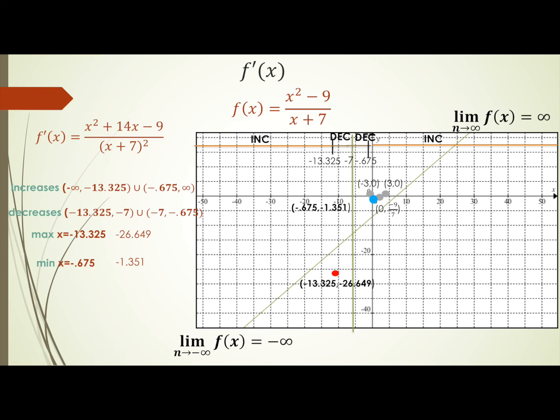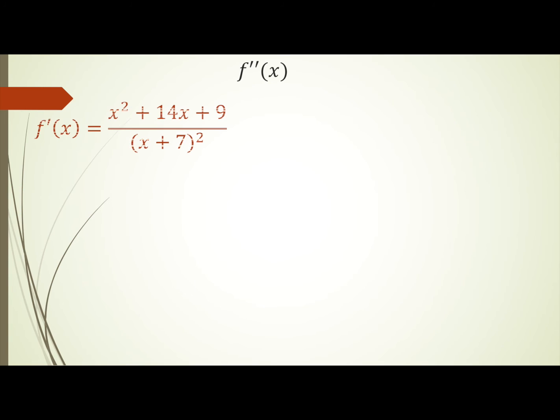Let's go on to our second derivative. Here's the first derivative again. We have to do quotient rule. Derivative of the top is 2x plus 14 times the bottom, x plus 7 squared, minus derivative of the bottom, move that 2 out in front, times x plus 7, times the derivative of the inside, which is just 1, times the top, x squared plus 14x plus 9, all over the bottom squared. So now we have x plus 7 to the fourth.